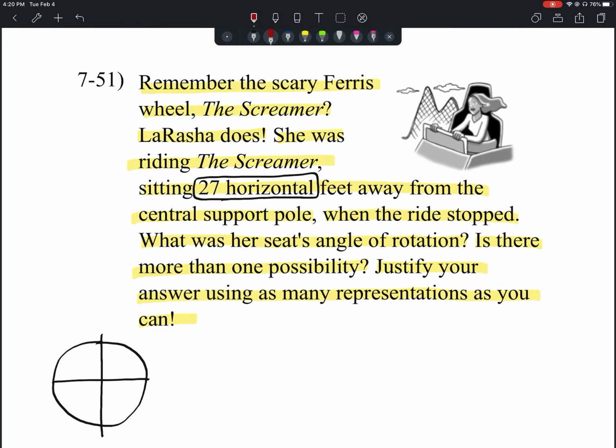So if we think about it here, if we measured out 27 feet to the right, we'll say that's 27 feet. She could be up here. She could be down here, right? Both of these have the point 27 comma something. But she could also be back on this left side. She could be 27 feet back this way as well. That would be 27 feet from the central support pole as well.